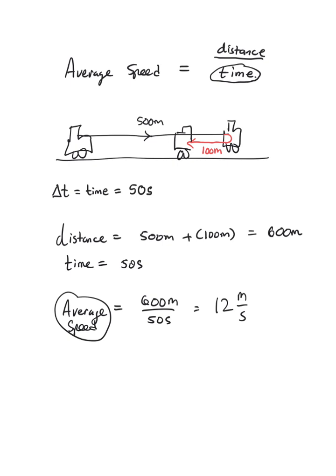Now remember, this is the average speed. So on average, the car traveled a distance of 12 meters every second. But remember, this is an average over 50 seconds. So maybe in one of those seconds, the car traveled more than 12 meters, and in another one of those seconds, the car traveled less than 12 meters, but it all averages out over that entire 50-second time interval to 12 meters of distance traveled every second.